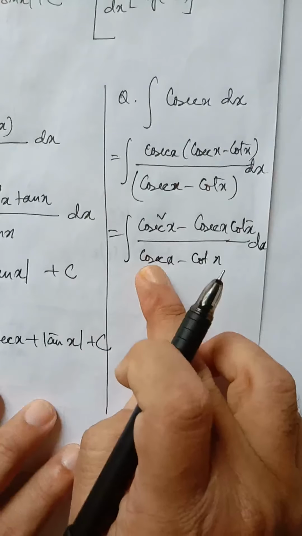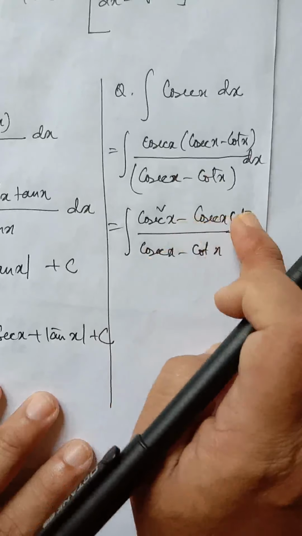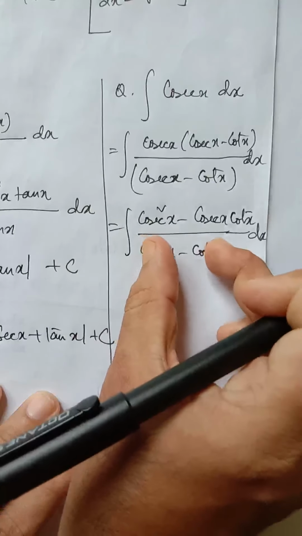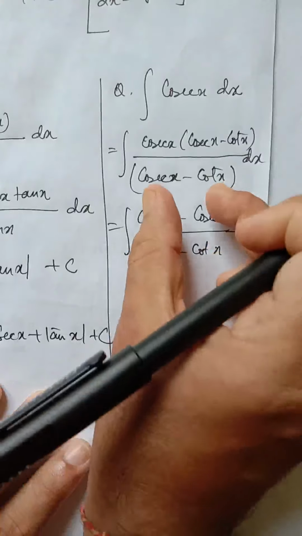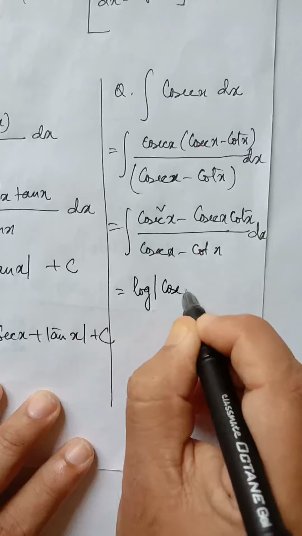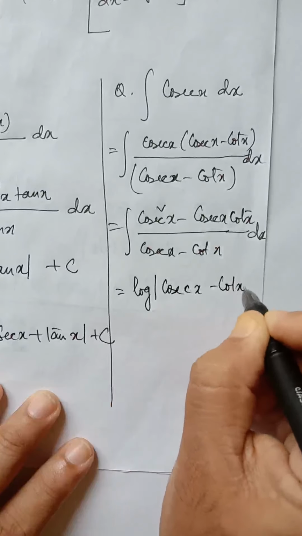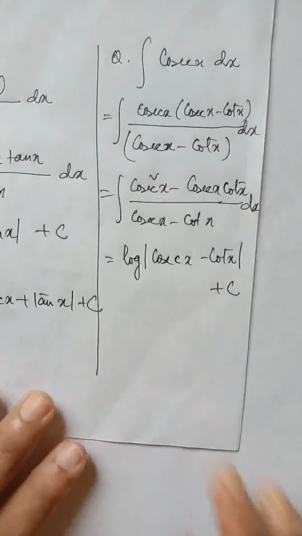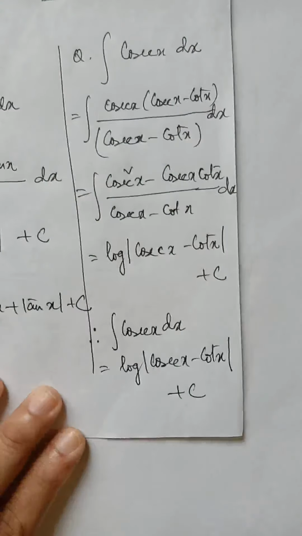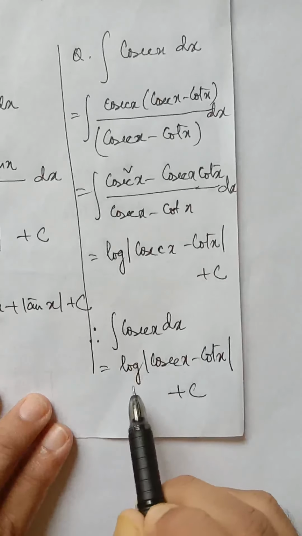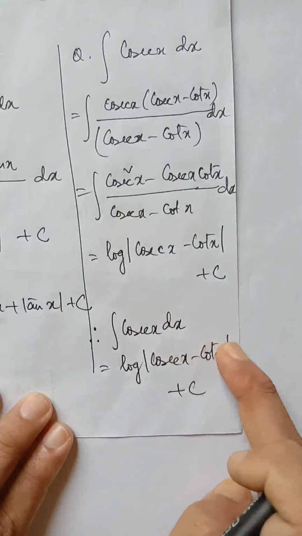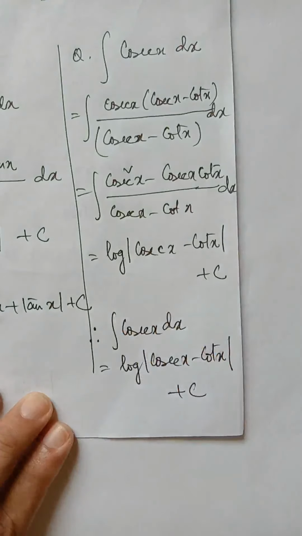The derivative of cosec x is minus cosec x cot x, and the derivative of minus cot x is cosec square x. So the derivative of the denominator is the numerator. So this is of the form f dash x by f x. So ultimately its integration will be log of f x, that is log of the denominator, cosec x minus cot x, plus c. So from now we have to remember: integration of cosec x is log of cosec x minus cot x, and the derivative of log of cosec x minus cot x will be cosec x. That also you have to remember at the same time.